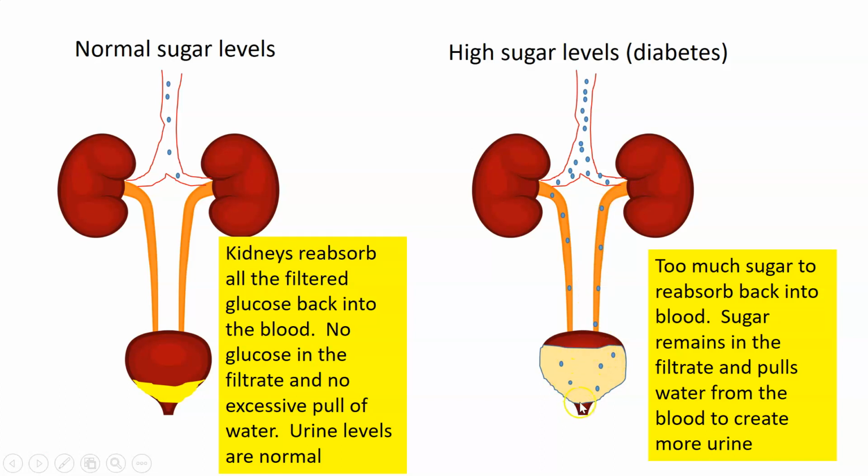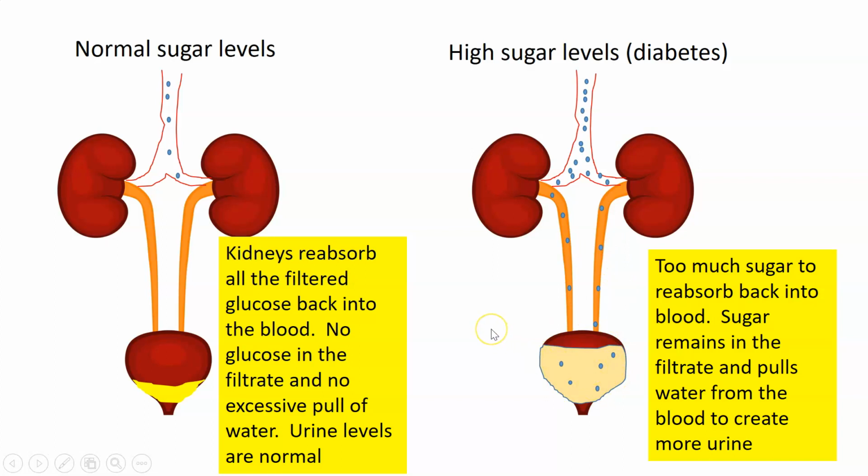So the bladder fills more quickly, and it's more dilute. You can see over here the urine is concentrated, it's a bit more yellowish, and it's less yellowish here. But also you would find glucose. So in diabetic patients, if you tested their urine, you would find certain levels of glucose inside their urine, whereas normally you would not find any. This is just to illustrate how sugar enters the urine, how it pulls water, and how it leads to the bladder filling more quickly.